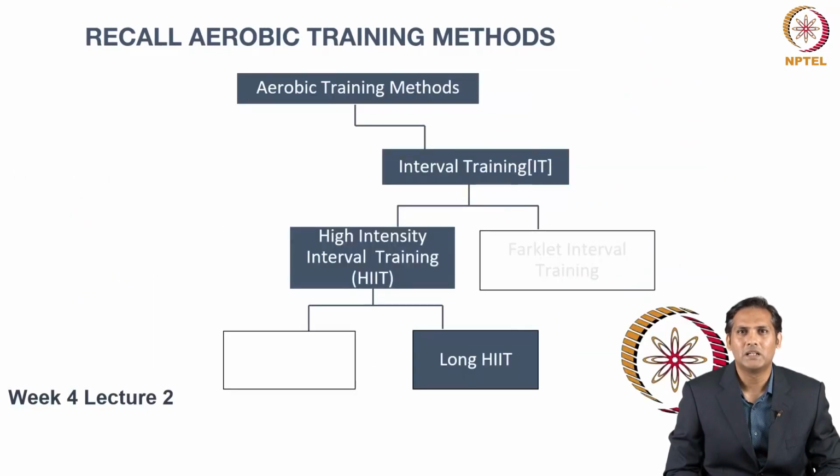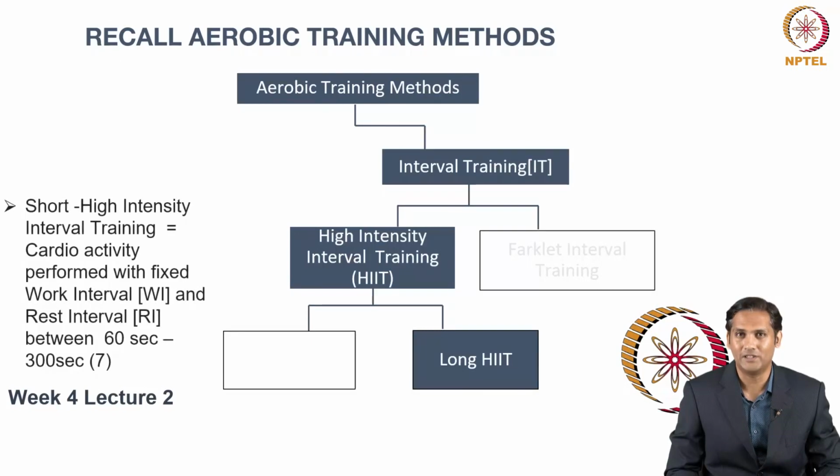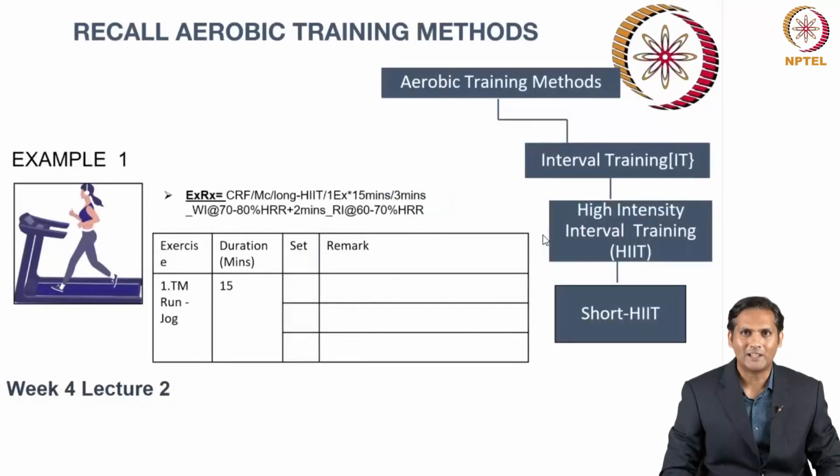Let's move to the next type of HIIT, Long-HIIT. Again, here long refers to duration, and this is defined as 60 seconds to 300 seconds, that is 1 minute to 5 minutes of duration. So in Long-HIIT, the work interval and the rest interval can be prescribed between 1 minute to 5 minutes. Let's understand Long-HIIT with an example.